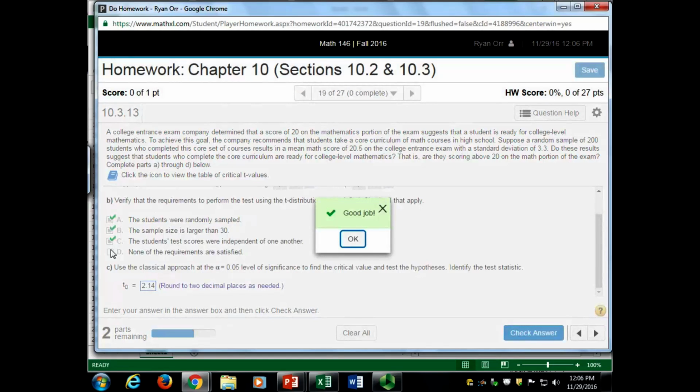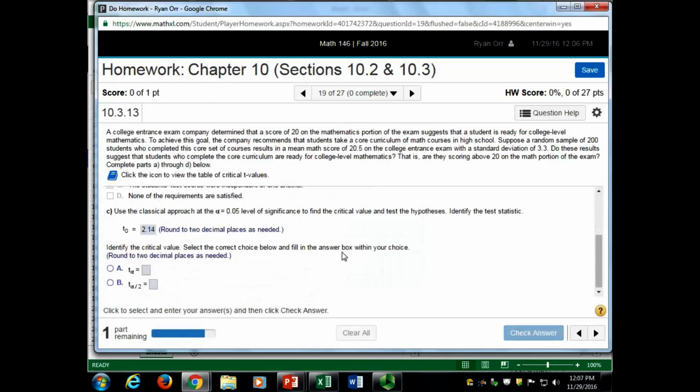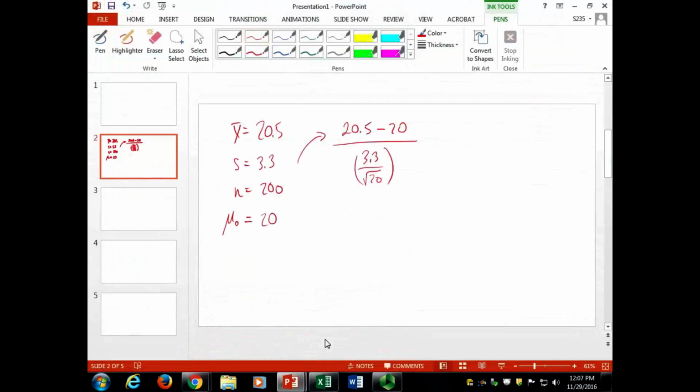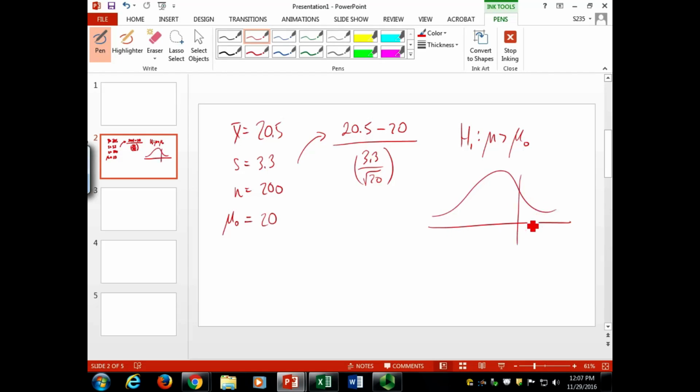Okay. Does that help? Was that the part you weren't getting? No, it's this part. This part? Yeah. So identify the critical value and select the correct choice. So remember, since this is a one-sided test, our alternative here is that mu is greater than mu naught. To get our cutoff, we're going to load all of our alpha level up here. We're not going to split it in half.